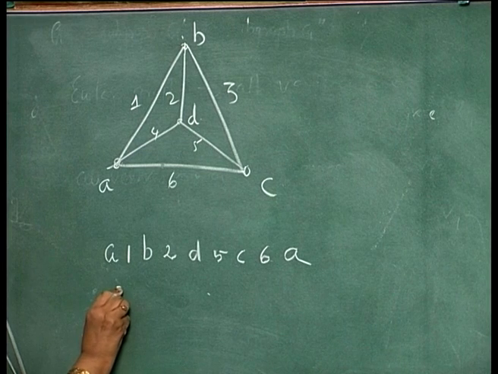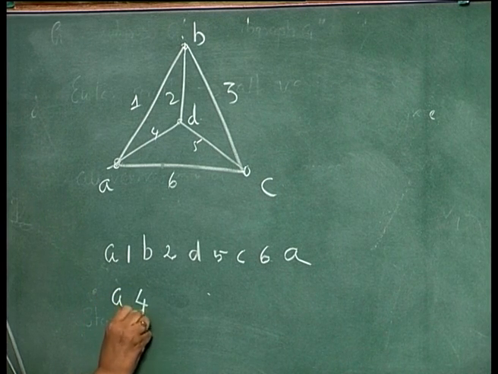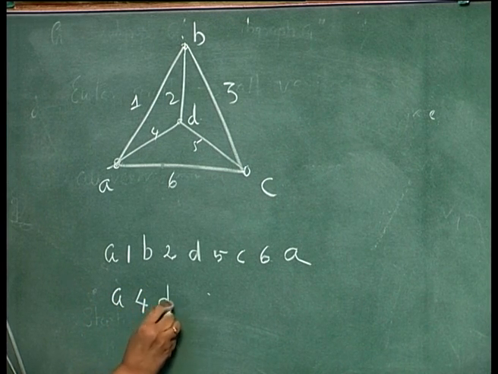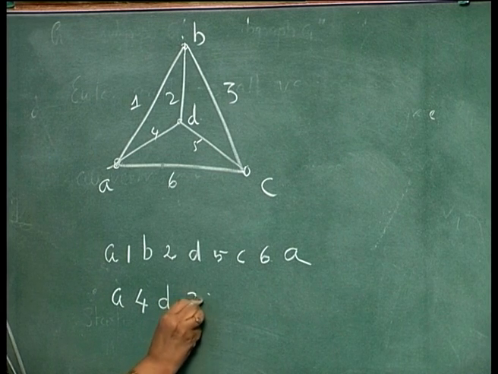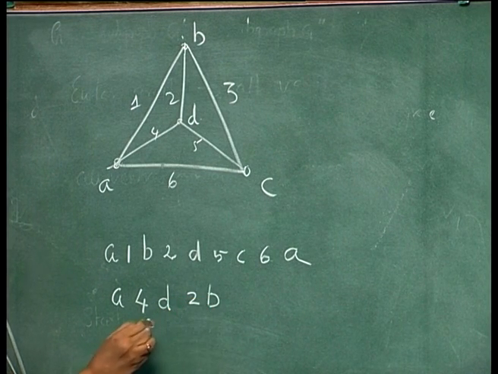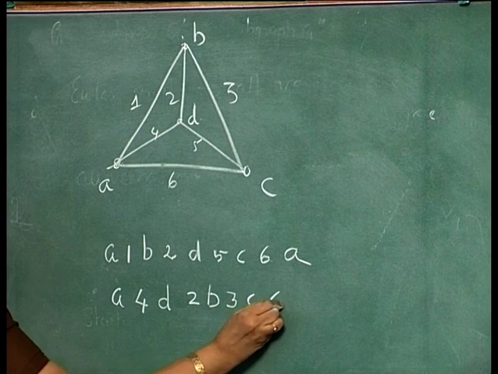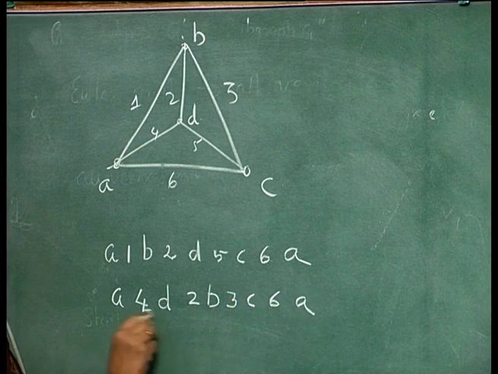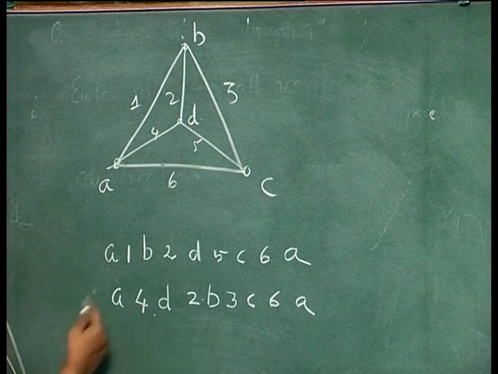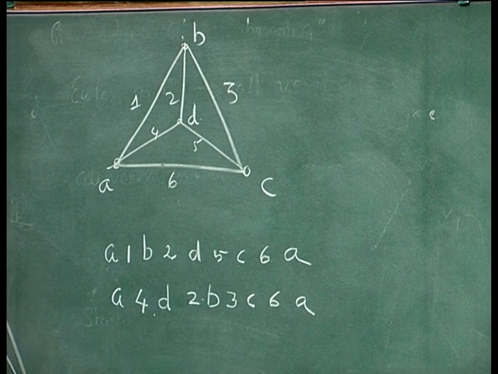You can have A 4, D 2, B 3, C 6, A. You have A, D, B, C, and it starts and ends at A. Is it all, or do you have more? Can you find some more Hamiltonian circuits?